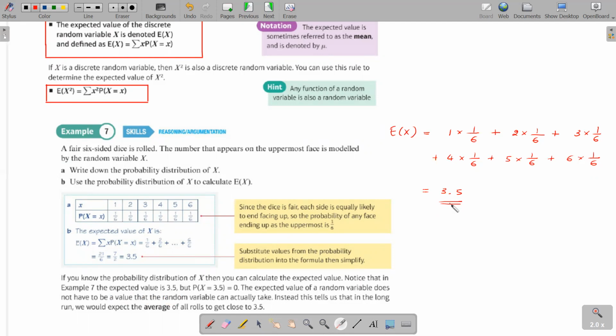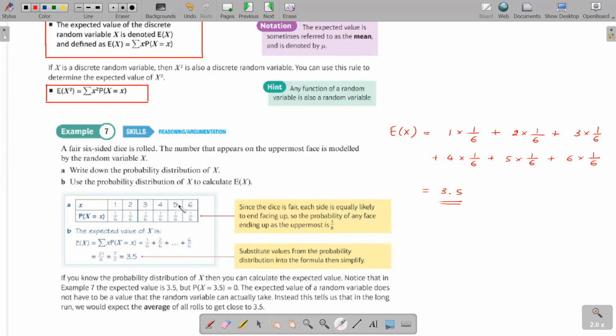But now, it's a discrete distribution, right? Do you have an x value called 3.5? No, and if you try to get the probability of x equals 3.5, that is 0, because there is no value called 3.5. So the expected value of a random variable does not have to be a value that the random variable can actually take. The only x values you get here are 1, 2, 3, 4, 5, 6.